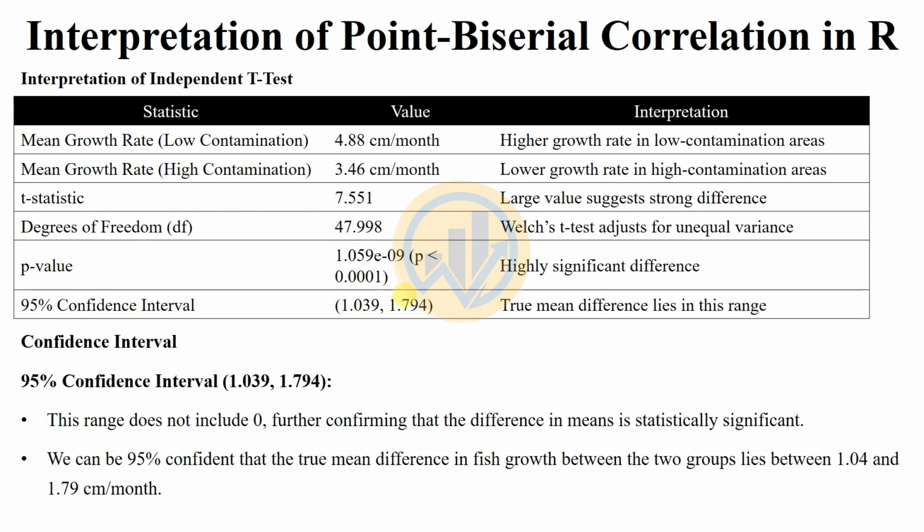So, the confidence interval for the independent t-test: the 95% confidence interval is 1.039 to 1.794. This range does not include 0, further confirming that the difference is statistically significant. We can be 95% confident that the true mean difference in fish growth between the two groups lies between 1.04 and 1.79 centimeters per month.